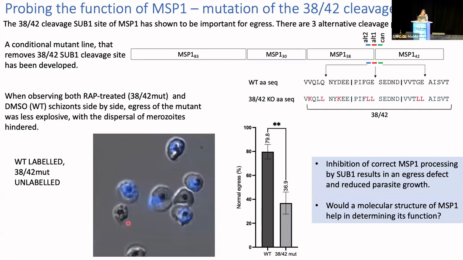So maybe inhibition of correct MSP1 processing by SUB1 results in an egress defect, but we wanted to look at the molecular structure of MSP1 both before and after SUB1 processing to see if this indicated anything about MSP1 function in merozoite egress.